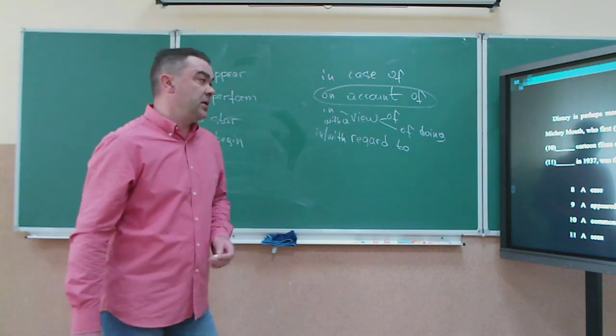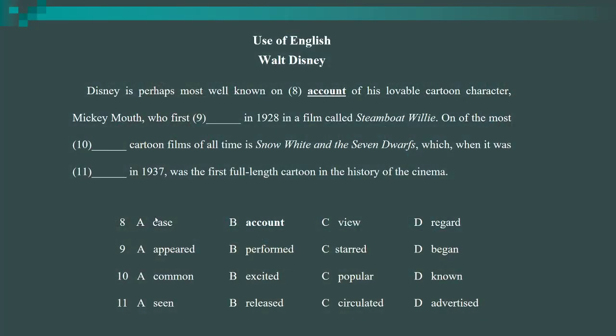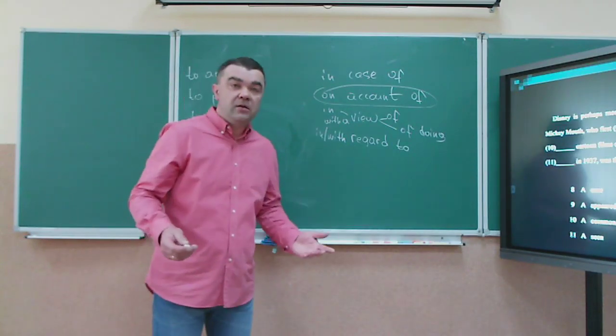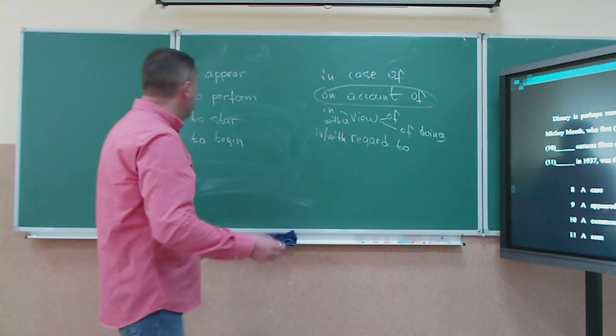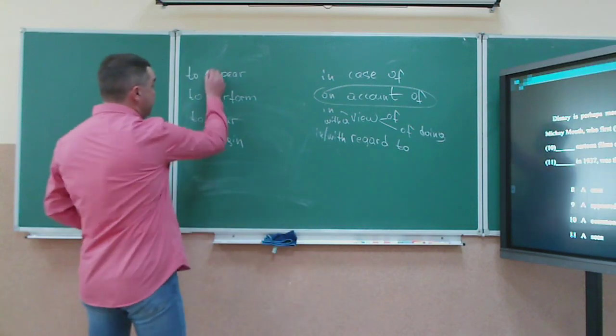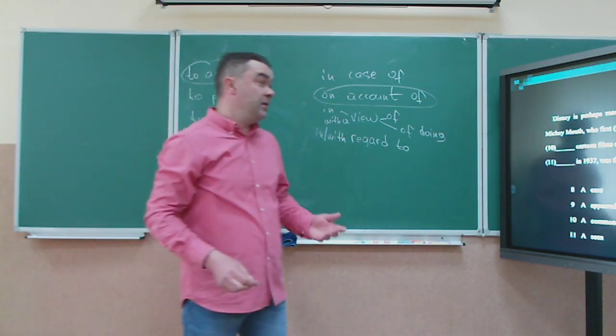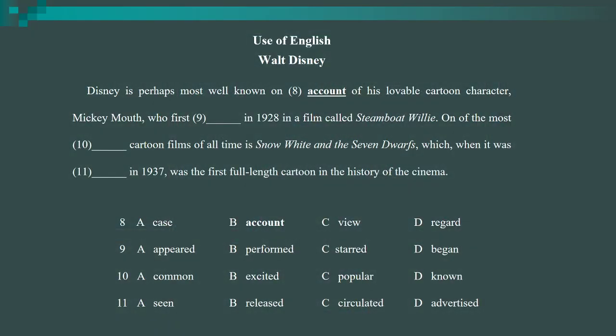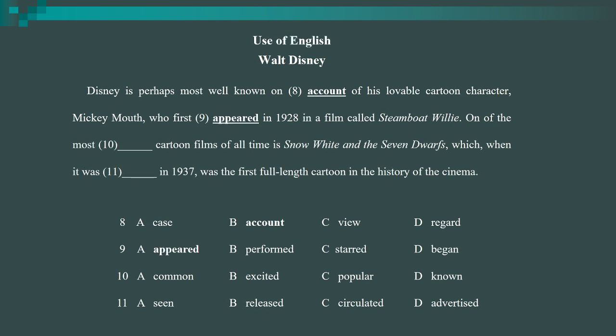So, what could Mickey Mouse do in 1928? First, in 1928, if began, so what did he begin? Nothing. If starred, starred where? In a film or in a play or in a cartoon. If performed, again, performed what kind of action? And if appeared, so Mickey Mouse, who first started to exist. So the correct variant here is appeared. So he appeared in 1928 in a film called Steamboat Willie.